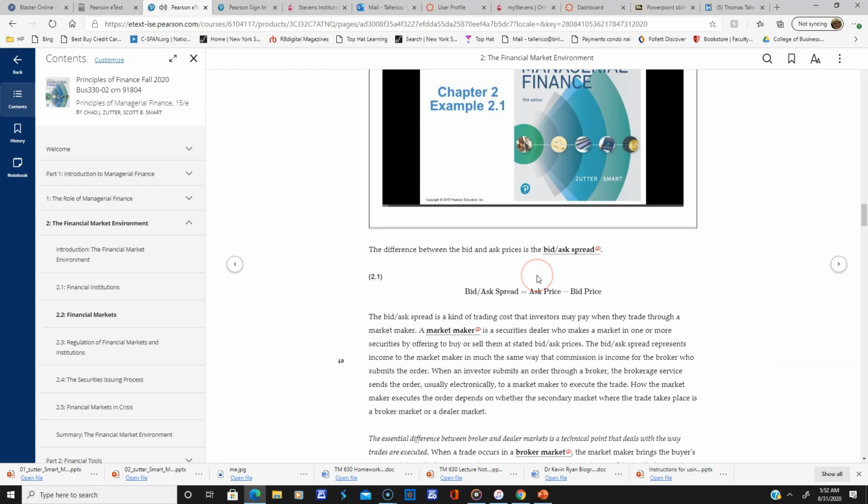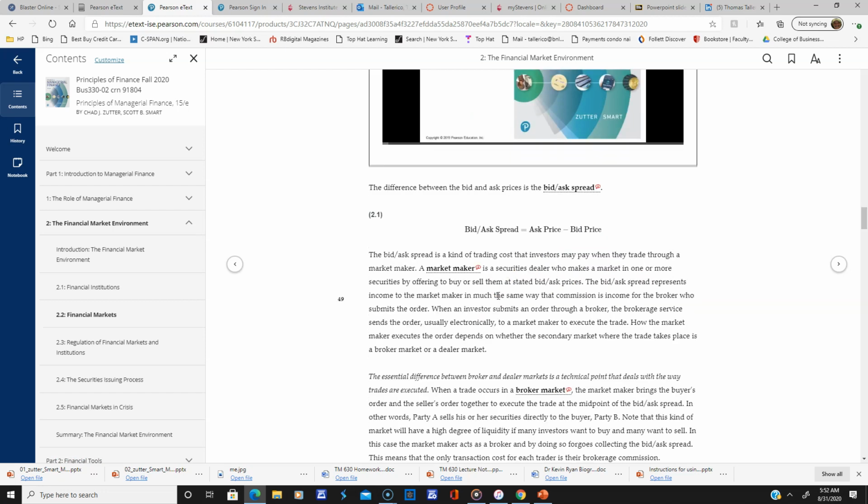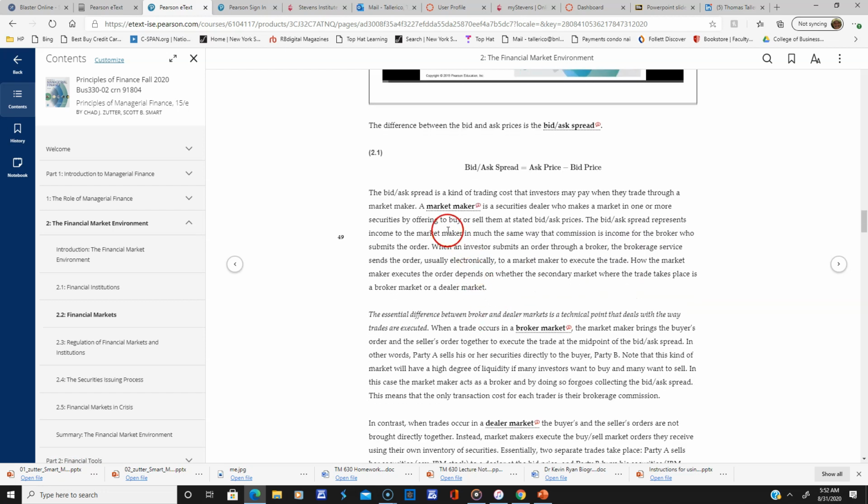All right, so since I mentioned it before, the difference between the bid and ask prices is the bid-ask spread, and you can see that right here, right? Bid-ask spread, right? So basically, a market maker gets the bid-ask spread. They make markets by offering to buy or sell certain securities, and that's different from the commission. Okay, that's different from the commission.